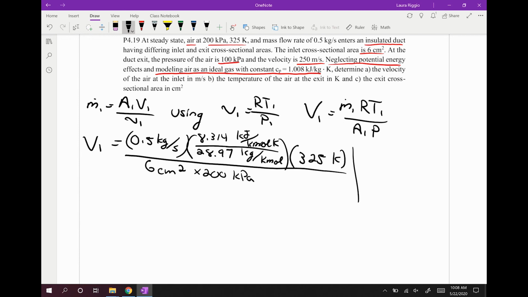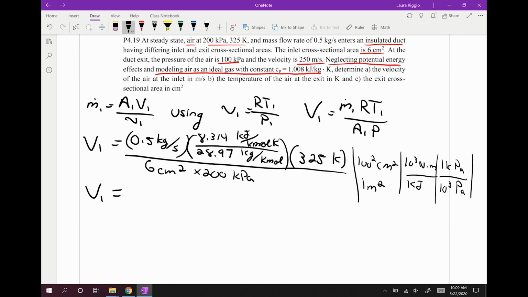kilopascals, and correct our units: 1 meter squared is 100 squared centimeters squared, and we have 10 to the 3 joules per kilojoule, and we have 1 kilopascal for 10 to the 3 pascals. We get our velocity is equal to 388.6 meters per second. You always want to double check your units.